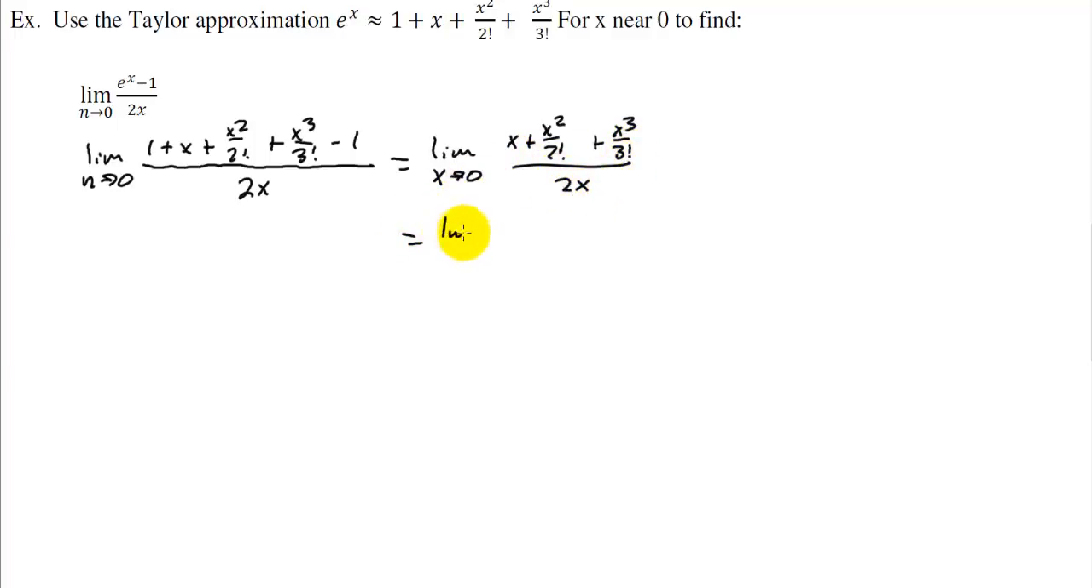And then we have the limit as x approaches 0 of, now we can cancel an x out of all of these. So that's going to be 1 plus x over 2 factorial plus x squared over 3 factorial, over just 2. And when we plug the zeros in, that becomes 0, that becomes 0. So the answer is 1/2.